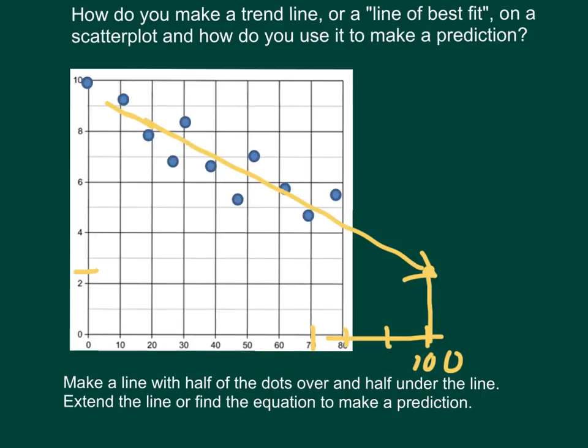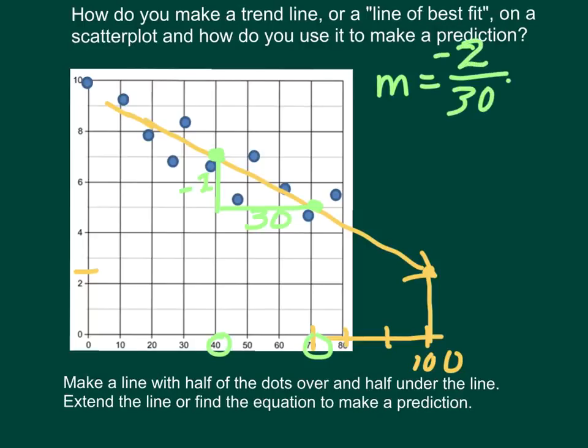You could also use this line to create an equation. You would pick any 2 points on your new line, we would call those pretty points, as a friend of mine would say, and find your slope. So we know that we go from 7 down to 5. So our rise is -2. And we know our run here is from 40 up to 70, so we know our run is 30. So we know our slope of our line is -2 over 30, or -1 over 15.